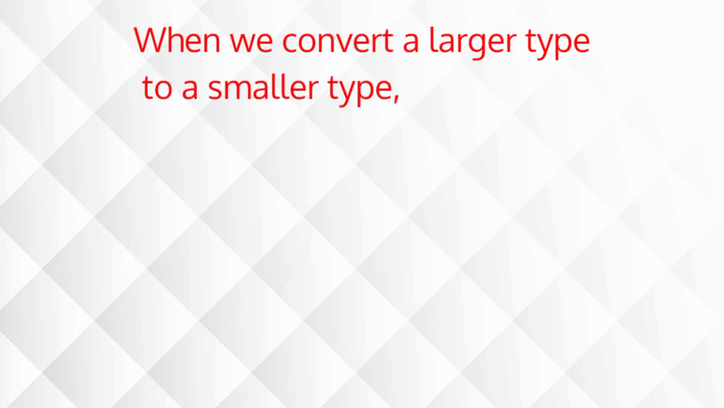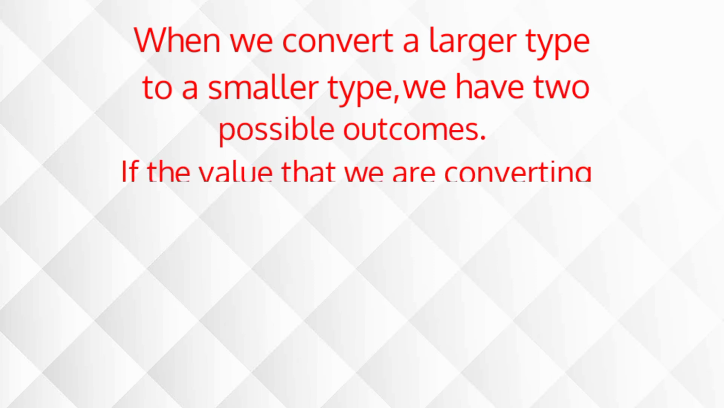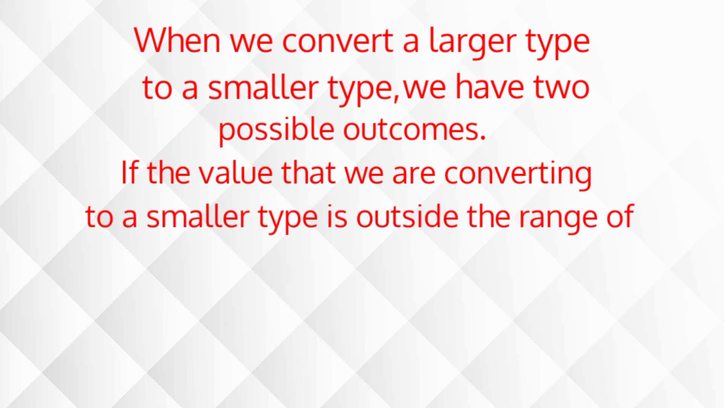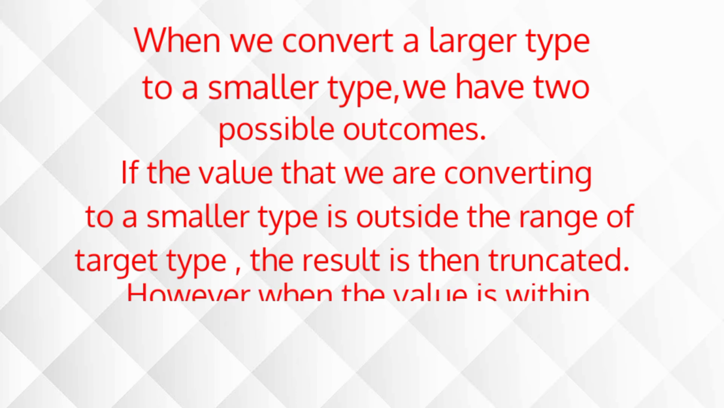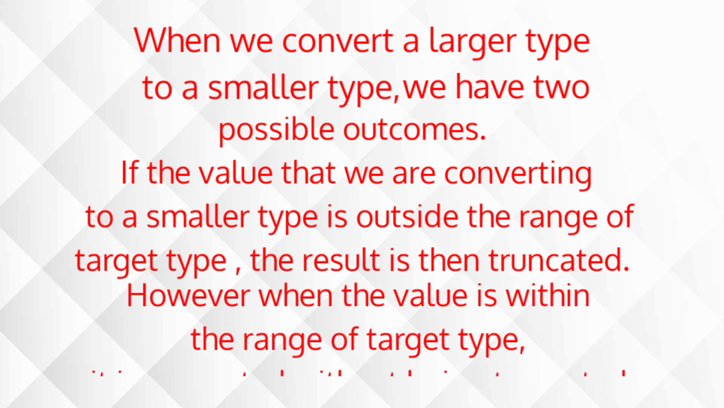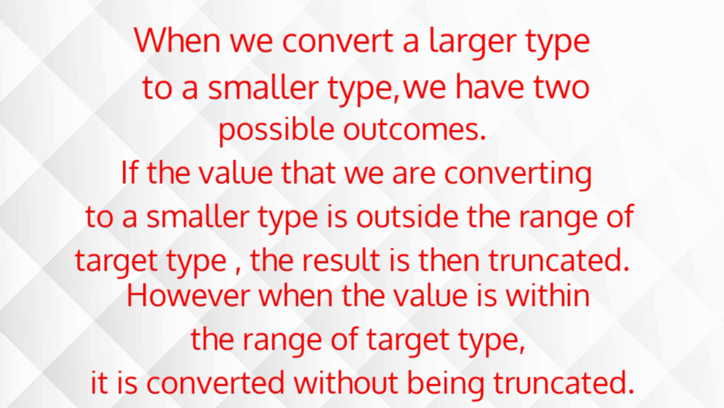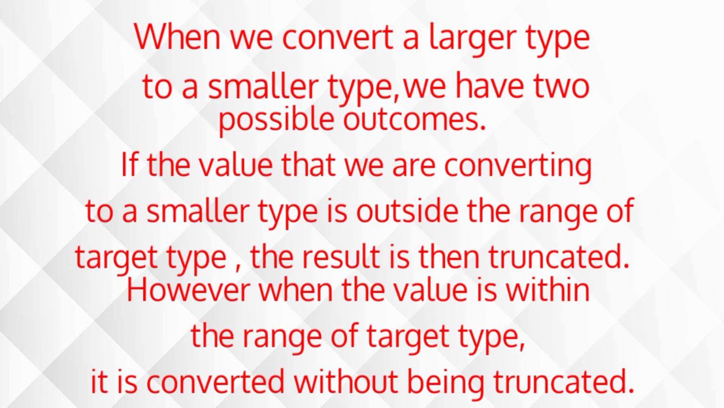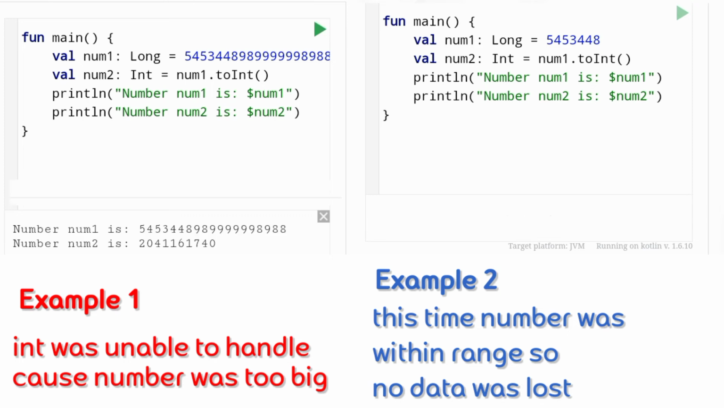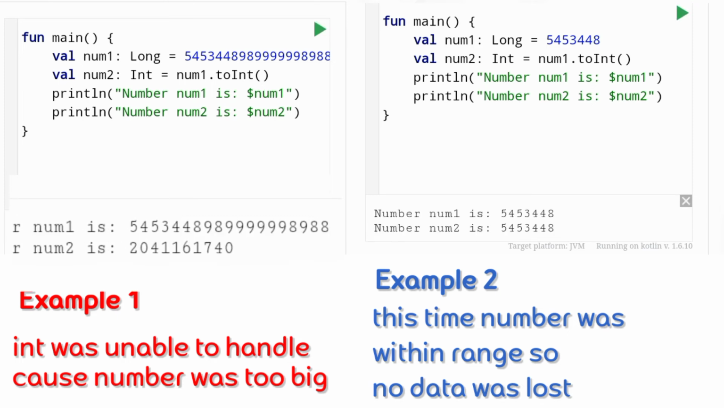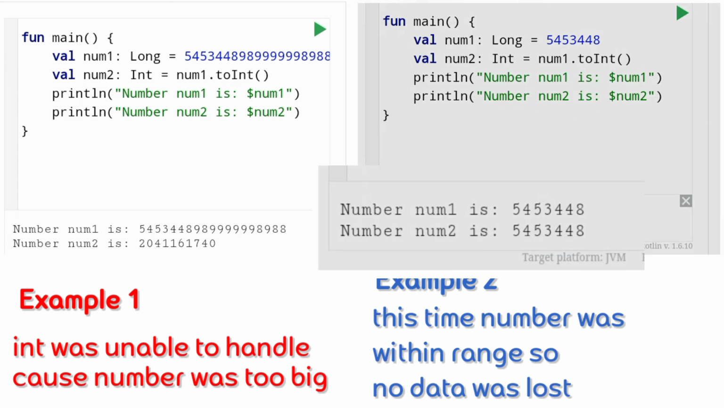When we convert a larger type to a smaller type, we have two possible outcomes. If the value that we are converting to a smaller type is outside the range of the target type, the result is truncated. However, when the value is within the range of the target type, it is converted without being truncated. Here are two examples. In the first example, it was truncated, and in the second, no data was lost.